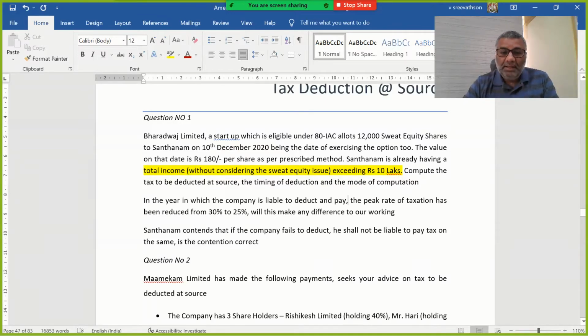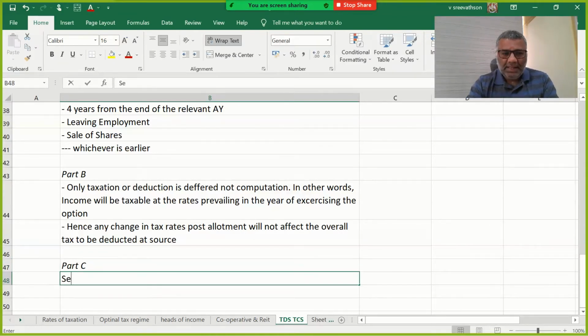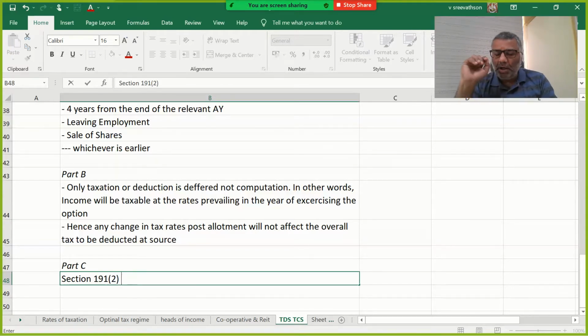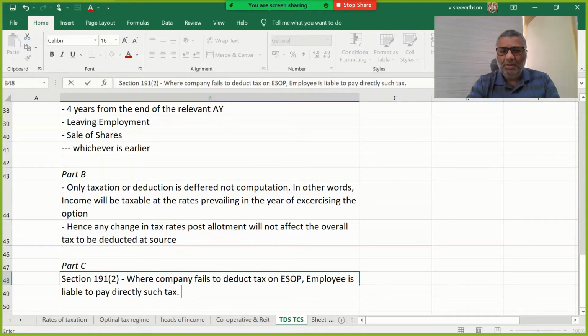Santanam contends that if the company fails to deduct, he shall not be liable to pay tax of the same. Okay, part C, section 191, subsection 2. Section 191, subsection 2, that is what was introduced. Where company fails to deduct tax on ESOP, employee, who is the assessee, is liable to pay directly such tax. And the same point, 4 years from the end of the relevant assessment year, leaving employment, sale of shares, whichever is earlier.